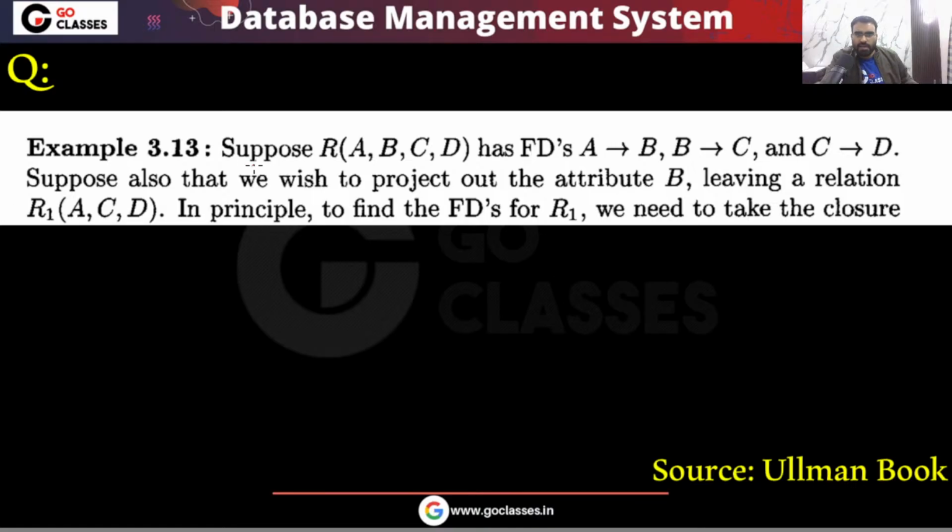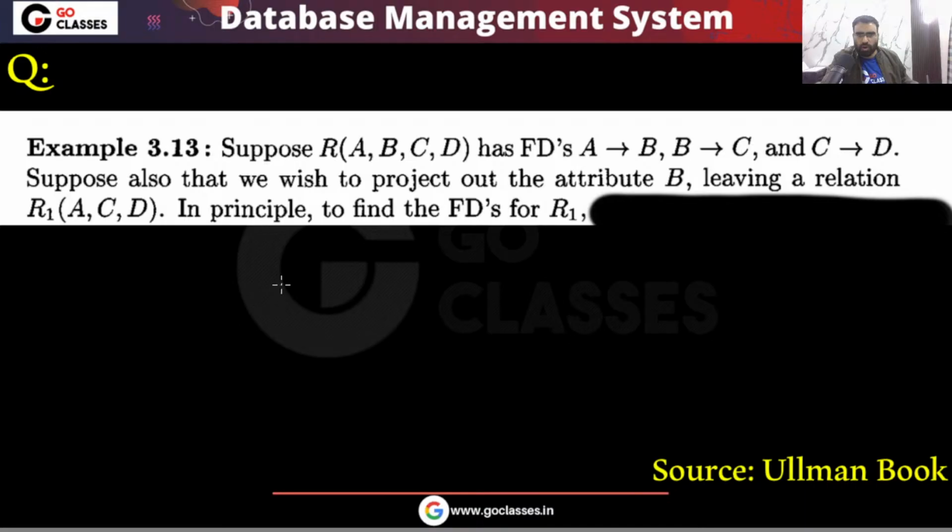You can see, suppose a relation R(ABCD) with functional dependencies. Suppose that we wish to project the attribute B out. Basically we want to remove this attribute B, and we only want to take ACD. Now the question is asking, in this R1, which functional dependencies will hold? We want to find out which functional dependencies will hold in the subrelation R1. I hope you understood the question.